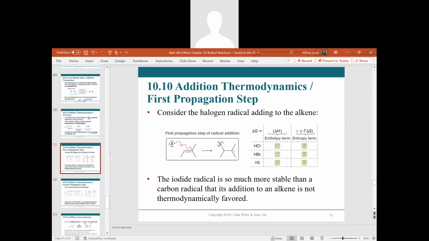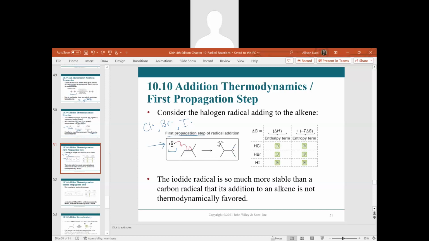So our first step, I should specify, is our first propagation step. We already have our radical generated. So in this propagation step, our halogen radical, whether it be Cl, Br, or I radicals, adds to our pi bond, and then we generate this most stable tertiary radical.